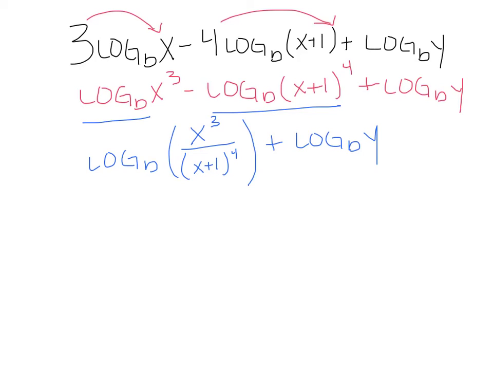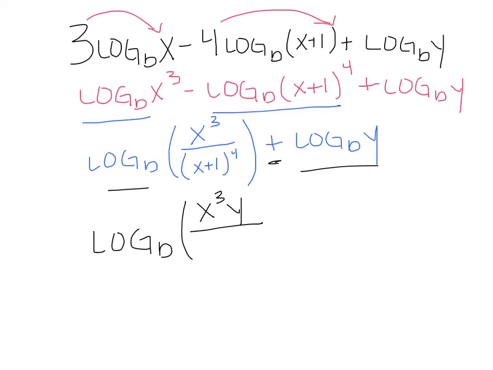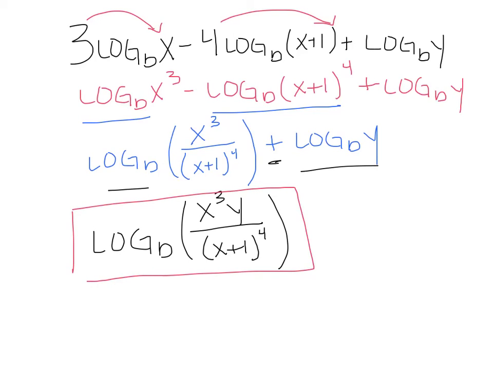All right, now let's put these last two logs together. This is adding, so we're going to use that product property, which was the first one. So we can say that this is the log base b of x cubed y over x plus 1 to the fourth. And we have simplified that thing as much as possible. We wrote it as one log.